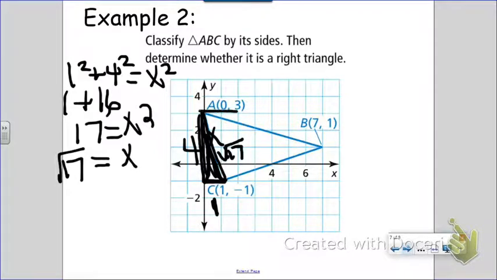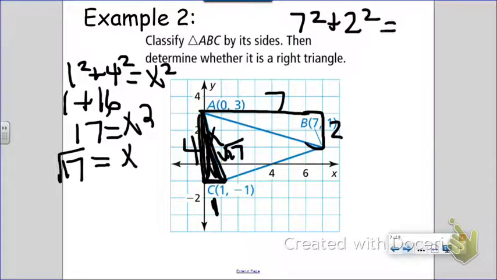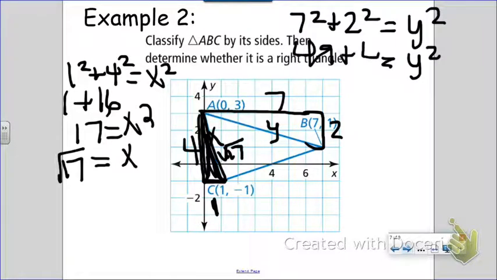The other side forms a right triangle around it. That would be 7 by 2. 7 squared plus 2 squared will equal that side squared. We'll call that side y. 49 plus 4 equals 53. So this is the square root of 53.